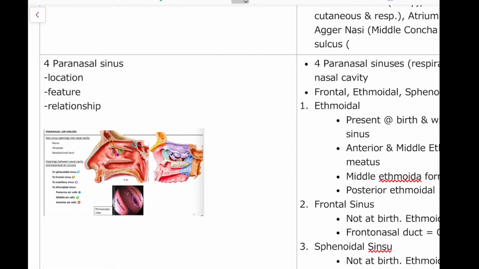Coming back, we talked about the 4 paranasal sinuses. So we have the frontal sinus here, we have the sphenoid sinus here, we have the ethmoidal sinuses, and then the maxillary sinuses.